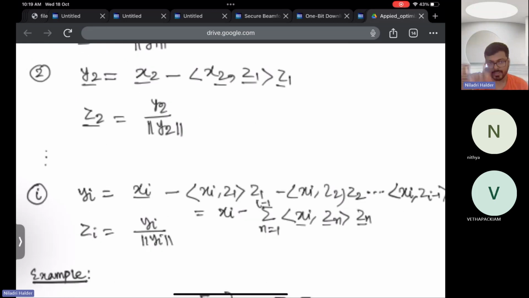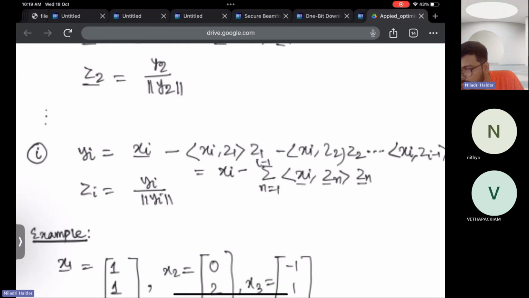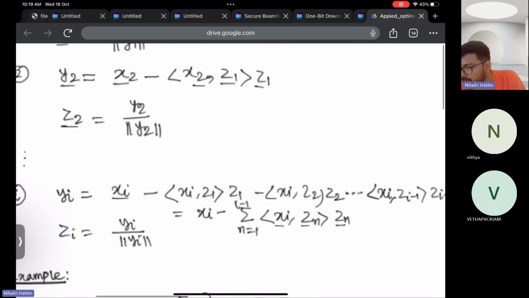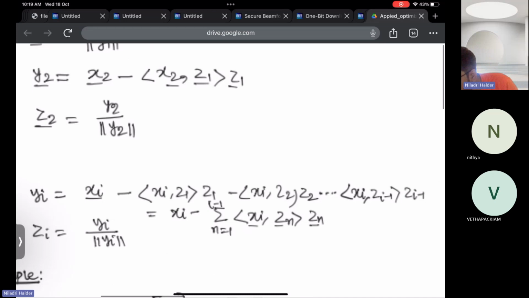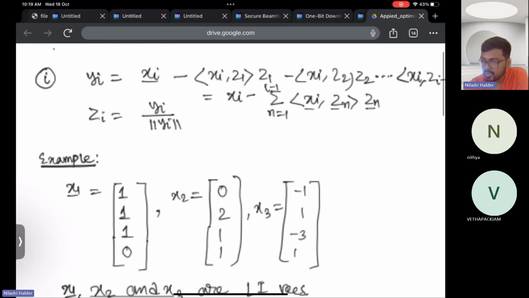Similarly, for the ith orthonormal vector, yi is equal to xi minus all the portions of xi along z1, z2, up to z(i minus 1). So yi equals xi minus the summation over n equals 1 to i minus 1 of inner product of xi comma zn into zn. Then zi equals yi divided by norm of yi.